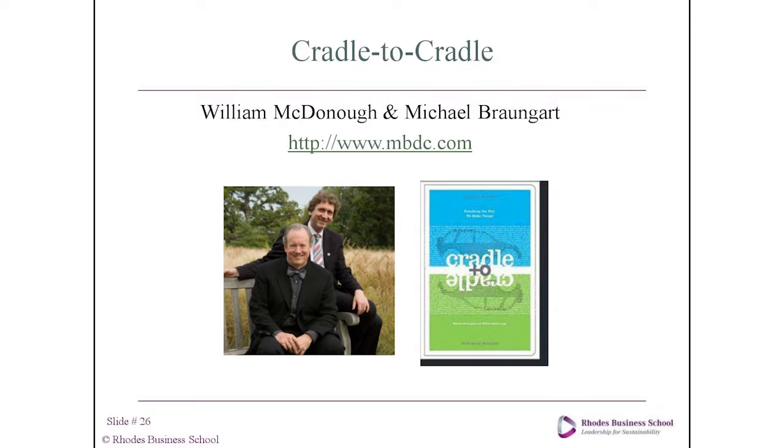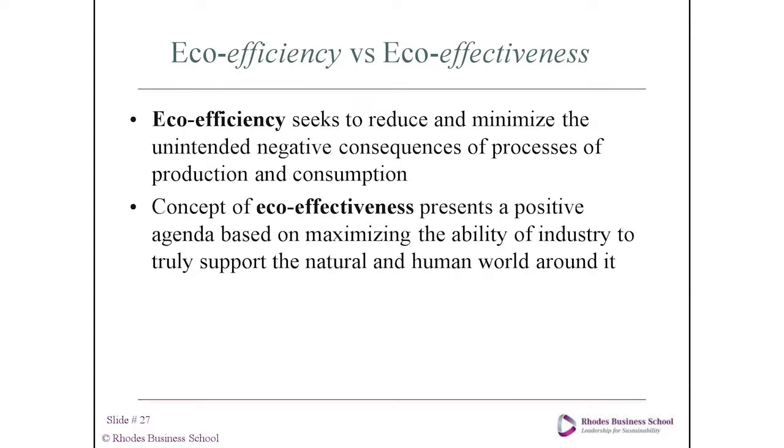Now, of course, in business, we focus on efficiency mainly, but they look at it from a design perspective because they say, and I've got the definitions there on slide 27, eco-efficiency is what we usually look for, and that reduces or minimizes our unintended or negative consequences on things that we produce and things that we consume. So we want to build cars that are more eco-efficient, therefore use less fuel in order to drive. But they focus on a concept called eco-effectiveness. And that is about how do we maximize industry's ability to support the natural and the human world.